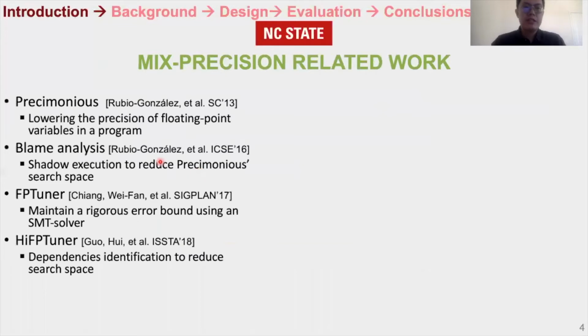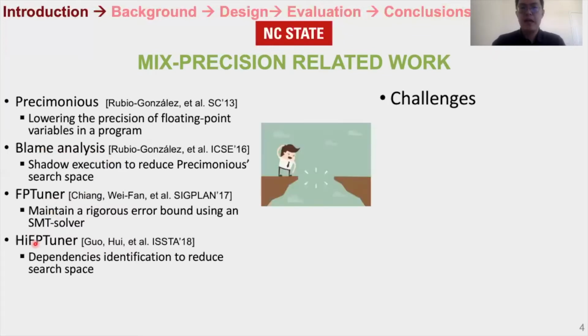So Parsimonious is a state-of-the-art tool that tries to lower the precision of a set of variables based on data search, combined with blame analysis and some machine learning techniques that try to reduce the search space. And the next tool is called Rigorous. They try to give out a rigorous error band based on mathematical deduction and a solver. And the latest work, called Autotuner, tries to use dependency identification to reduce the search space to tune a group of variables of floating point programs. However, it also has some challenges.